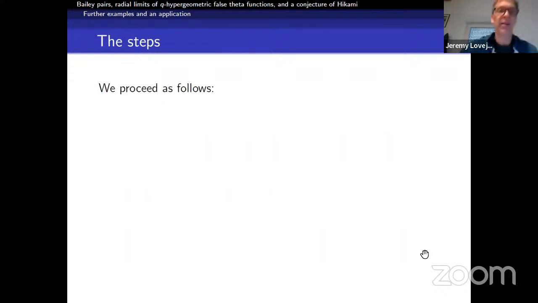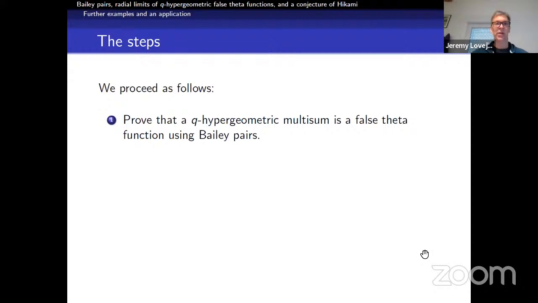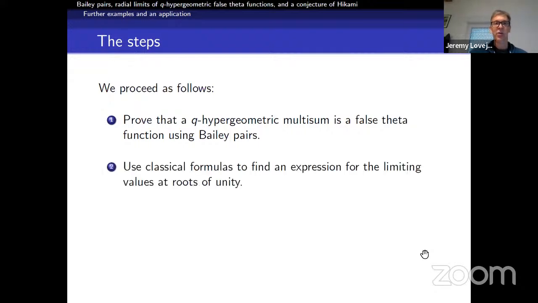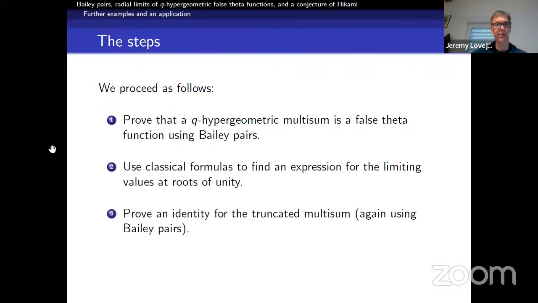Okay, so let me outline the steps. We proceed as follows. Step one, we prove that some q-hypergeometric multisum is a false theta function using Bailey pairs. Step two, we use classical formulas to find an expression for the limiting values at roots of unity. As soon as we have a false theta function, then we have these radial limits at roots of unity. These are given by classical formulas, which I'll put up shortly.